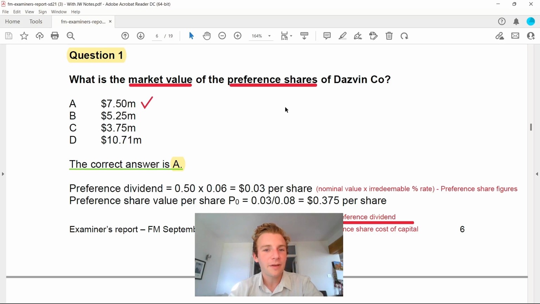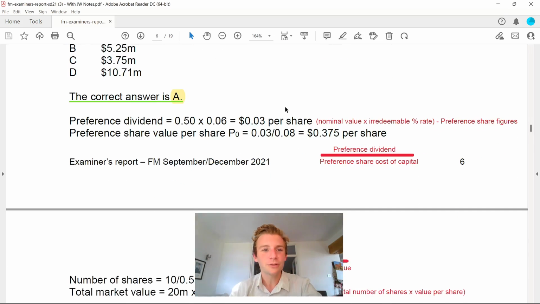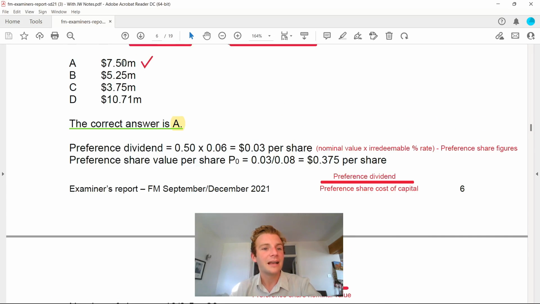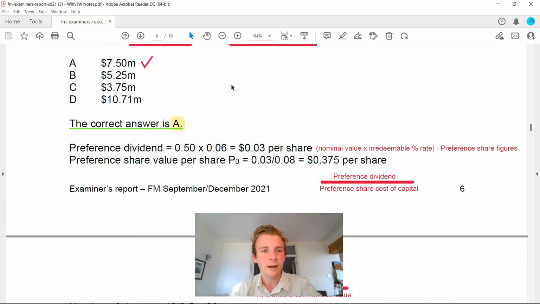Now, for the market value of the preference shares, first question on there, you'd be thinking, oh my word, if we got this in the exam, this would be a delight. So this is where, if you want to jot it down in your notes, and again, I'll put the answer on the screen, $7.50 million is the market value of all of those preference shares.